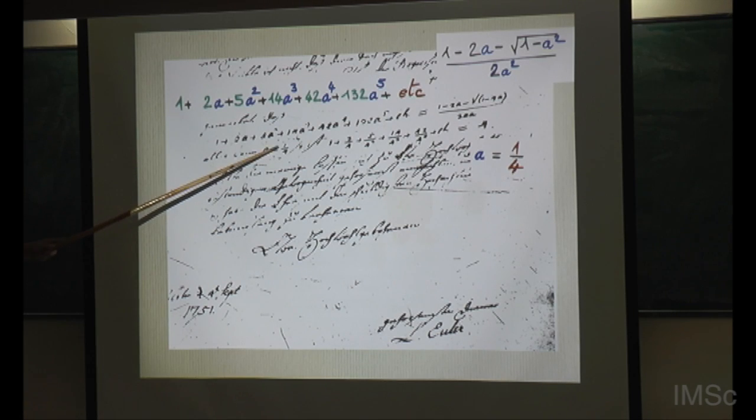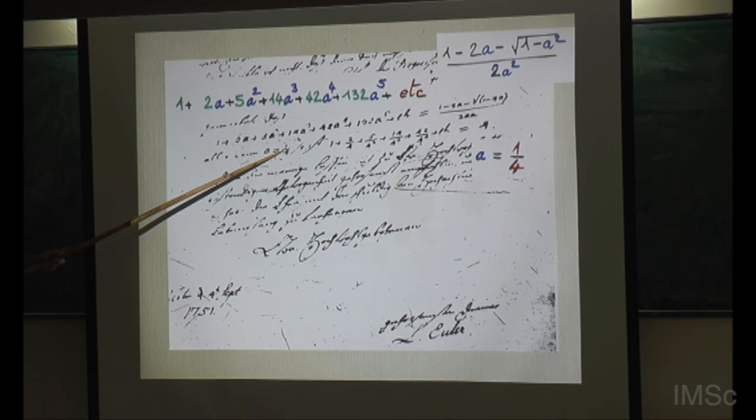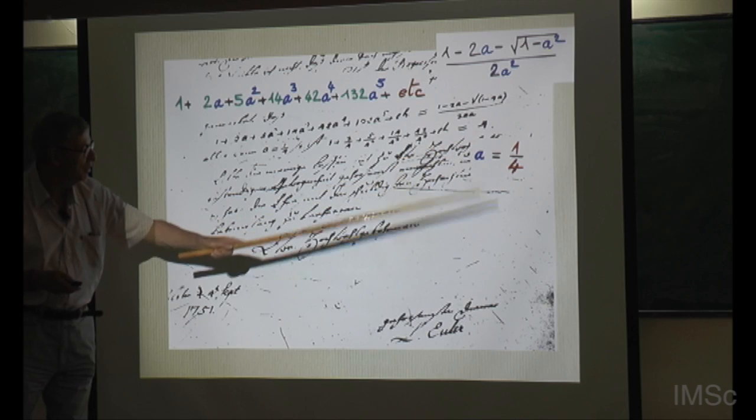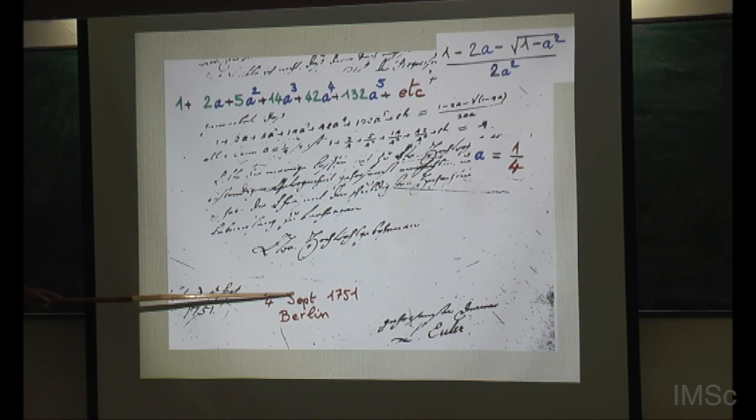And he even introduced the singularity of the generating function. So this is analytic combinatorics, when you relate the asymptotics of the a_n with the singularity of the generating function. And this was on 4 September 1751.